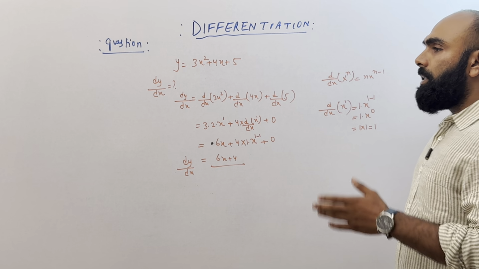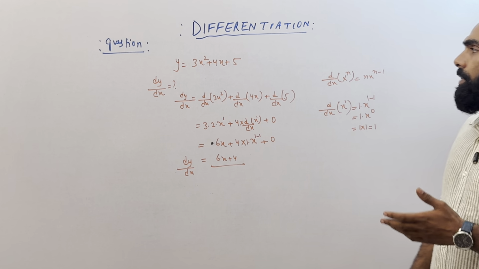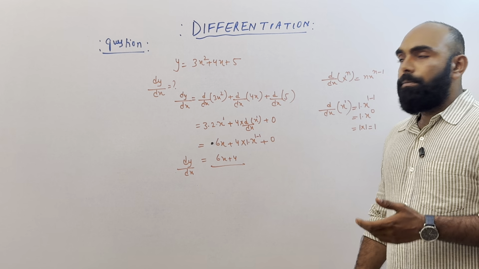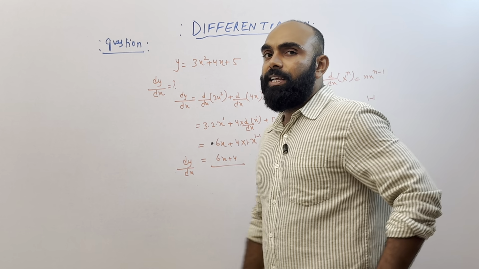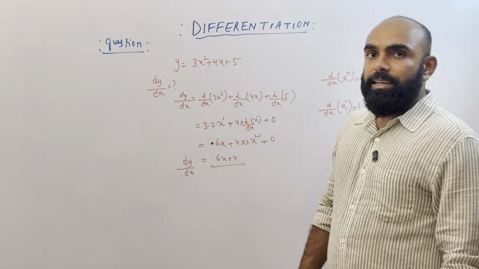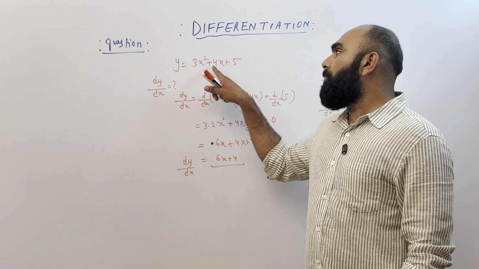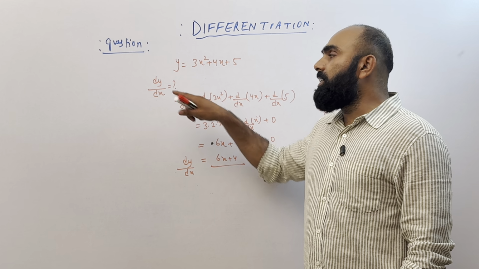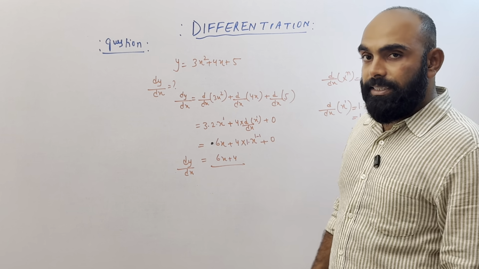If a constant is multiplied with the variable, here the variable is x only, because we are differentiating with dx. Let's say here the variable is 3t square plus 4t plus 5, so I will differentiate with dy by dt.